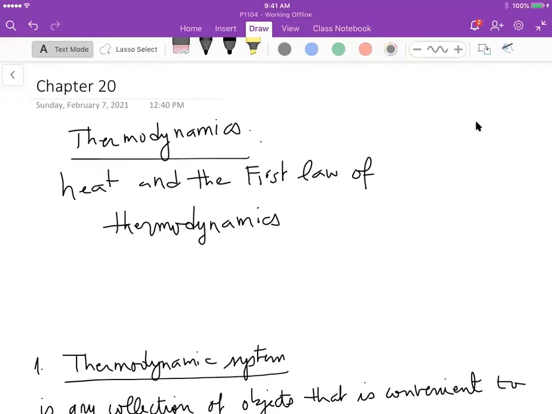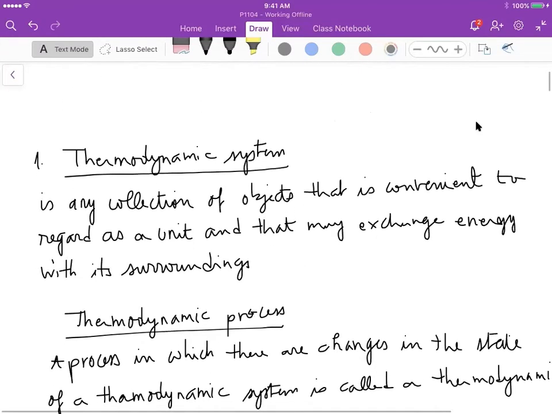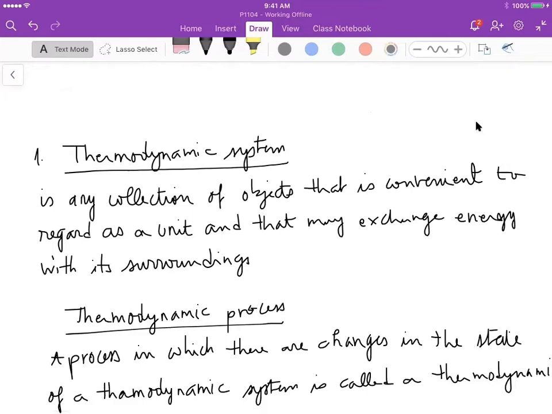So today we will start with chapter 20, where we're going to discuss the heat and the first law of thermodynamics. So thermodynamics is the study of energy transformation for a given system, including the heat, mechanical work, and basically how these energy transformations are related to the properties of matter. So we're going to see this in detail, but before we start, let's define a few basic concepts.